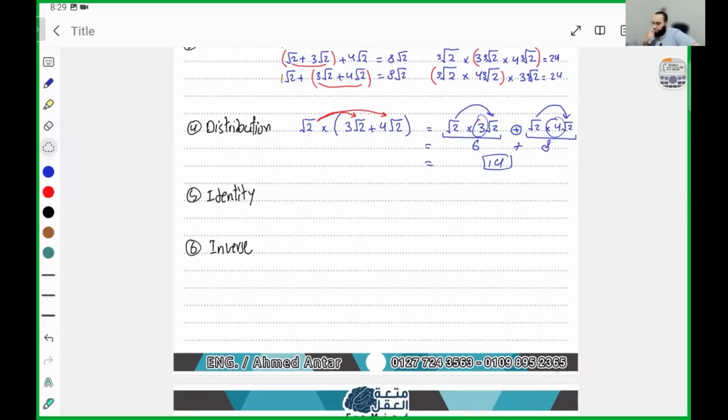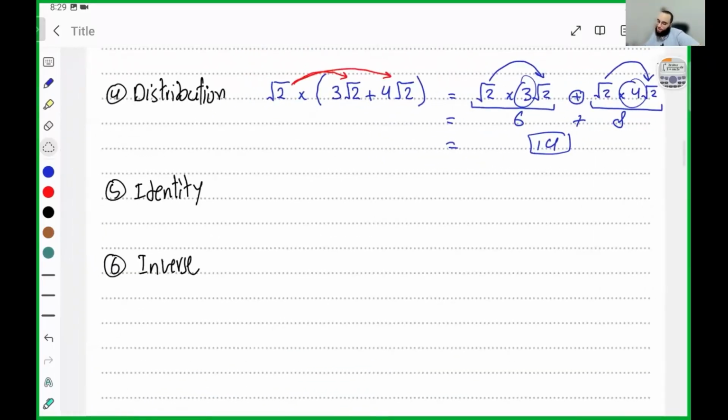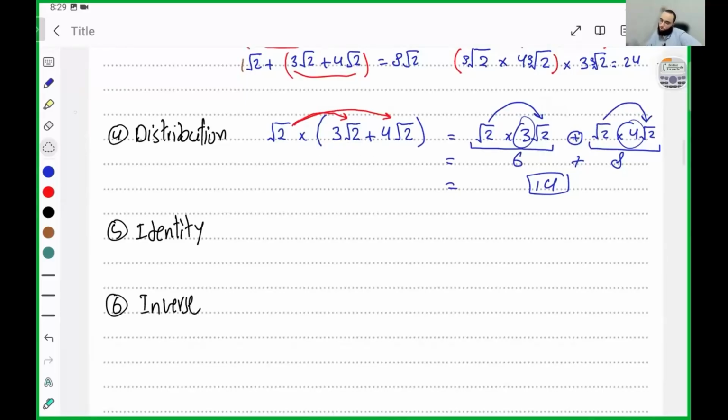But if there are brackets, in the brackets, in this part you can do it. Another one can do it like that: root 2 times 7 root 2. Also, it's correct. Root 2 times root 2, 2 times 7, 14. It's the same.